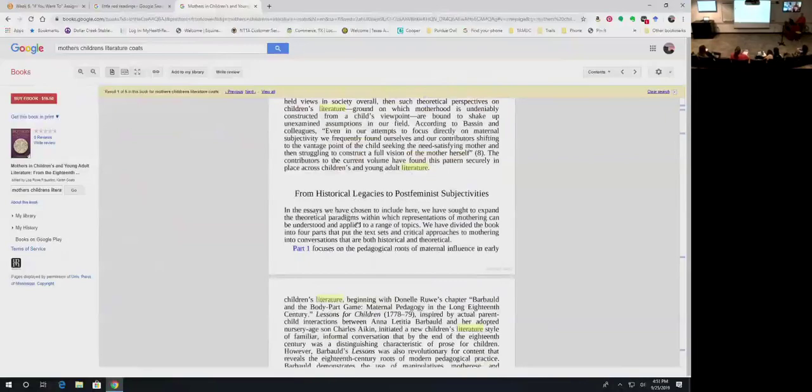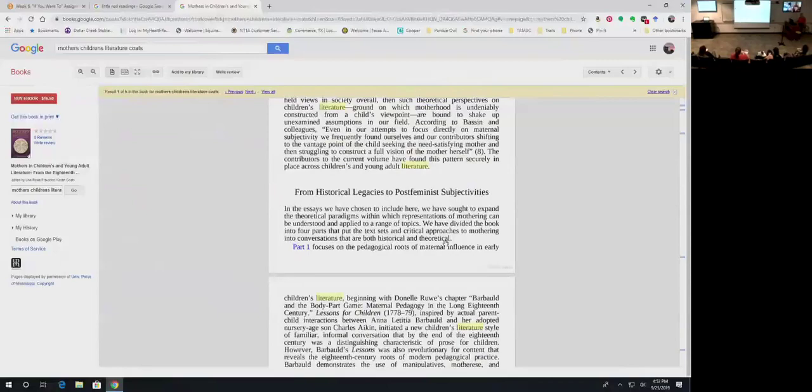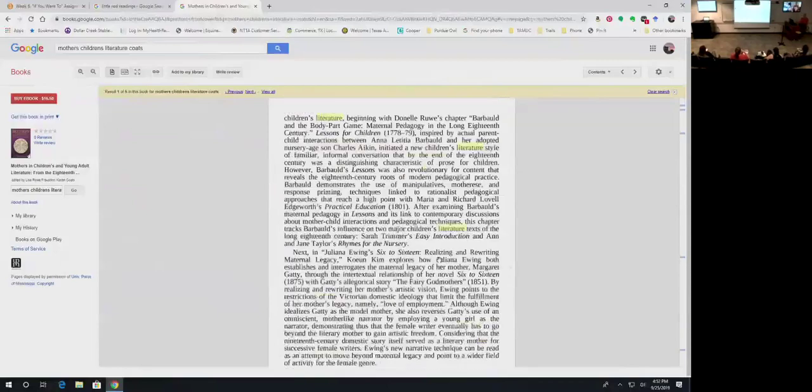In the essays we have chosen to include here, we have sought to expand the theoretical paradigms within which representations of mothering can be understood and applied to a range of topics. We have divided the book into 4 parts. So they're talking about the physicality of the text and justifying those divisions, and giving a brief overview of what is in the following chapters. Is that making sense a bit?